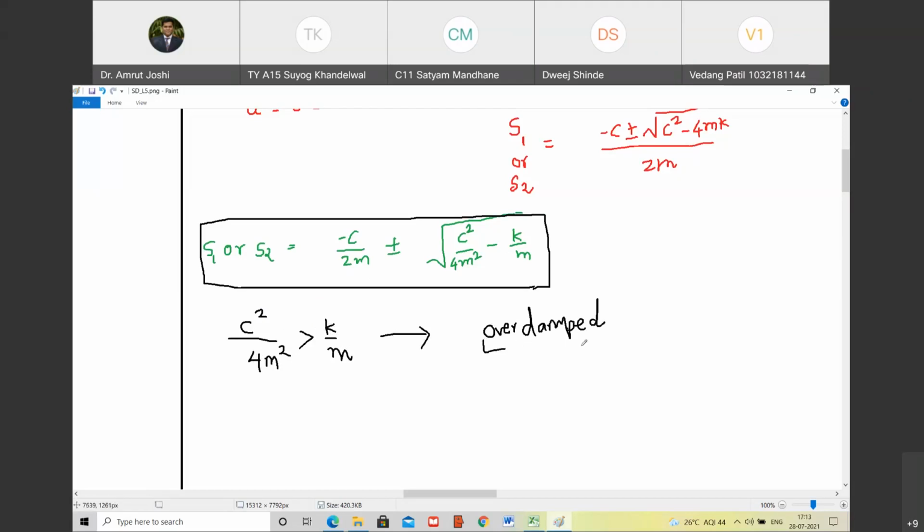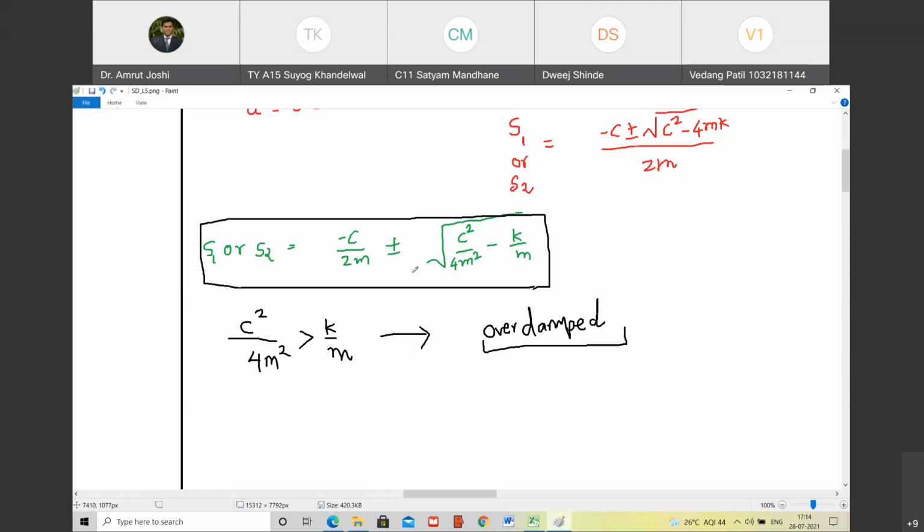Overdamped system by definition. So we call this system overdamped when c square upon 4m square is greater than k by m. Happy? Yes, sir. What is its implication? So you are going to have this square root as some real number. Do you agree with me? Yes. So s1 will be minus c by 2m plus that real number, and s2 will be minus c by 2m minus that real number.